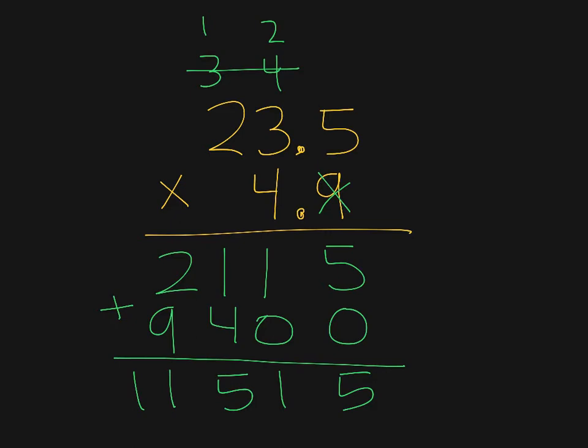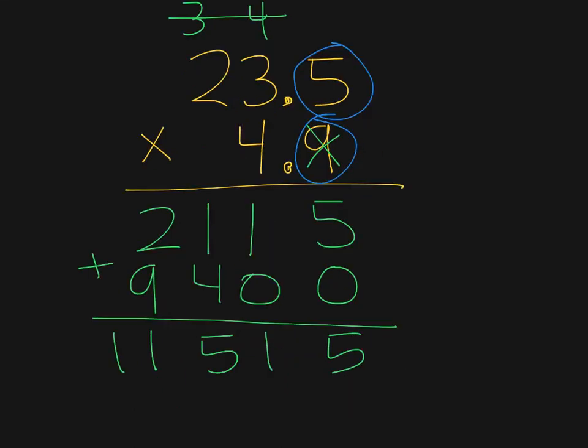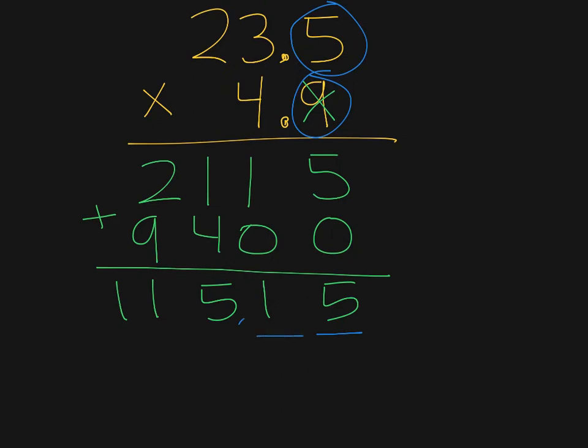And now we count the numbers behind the decimal. We have 1, 2. So then we just put 2 numbers behind the decimal. So it goes right there. Our answer is going to be 115.15, or you can say 115 and 15 hundredths.